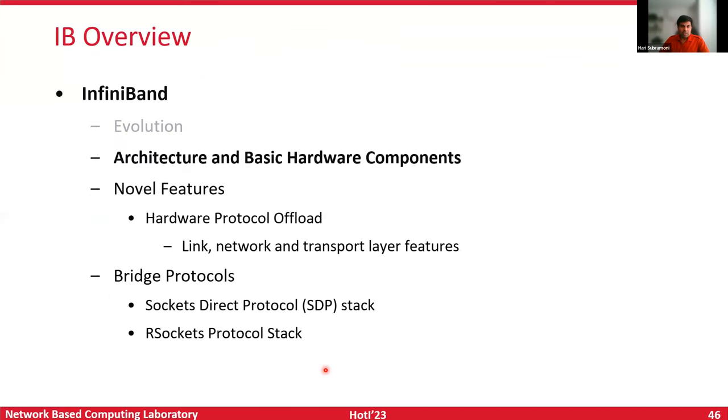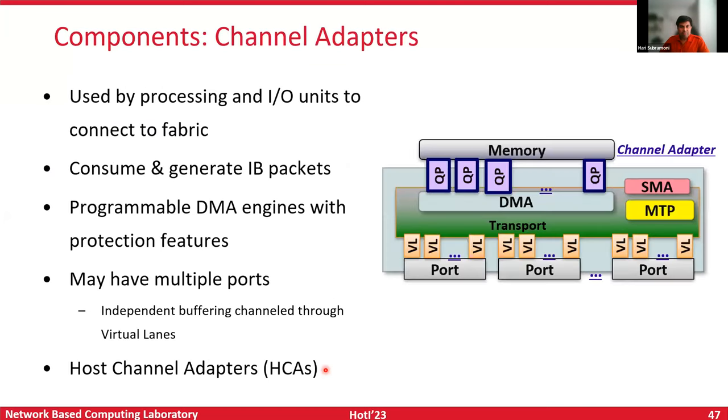So this is how the InfiniBand standard has been evolving. Now let's take a look at the architecture and some of the basic hardware components. So there are multiple players in the InfiniBand network. One is what is called a channel adapter, or CA. Depending on whether they are on a compute node or an IO node, you would call them a host channel adapter or a target channel adapter.